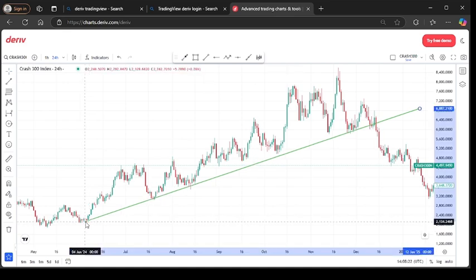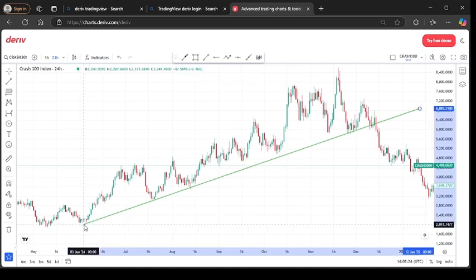Let me try to use the tool. I just want to highlight the two touch points that I have here.